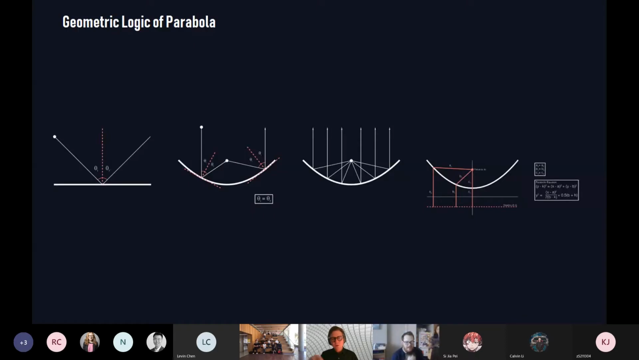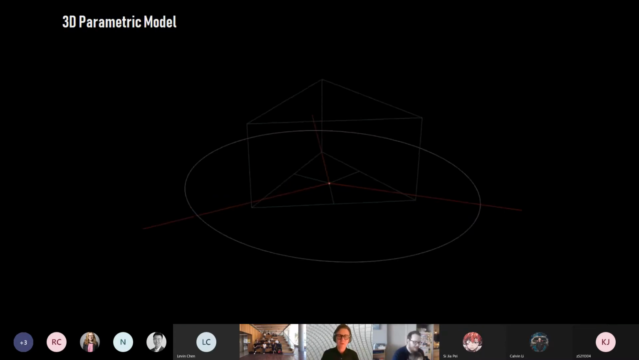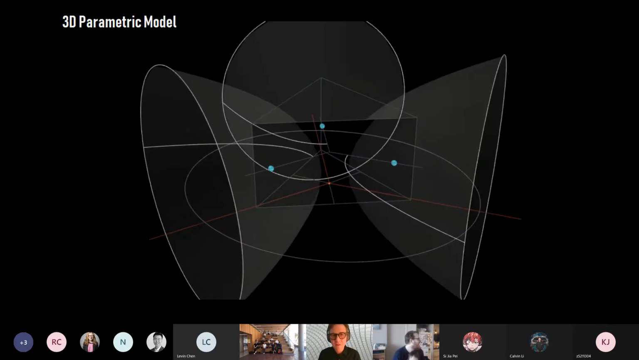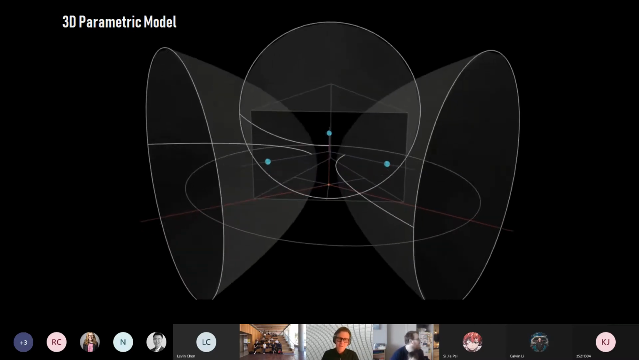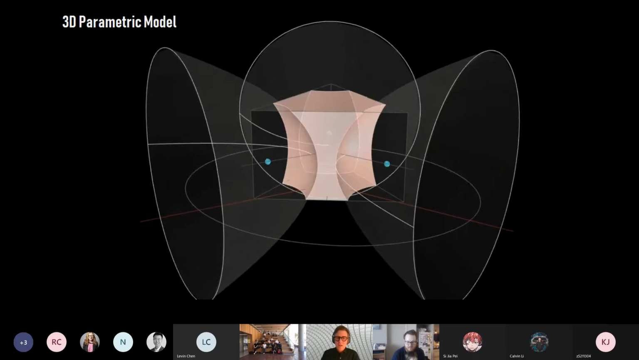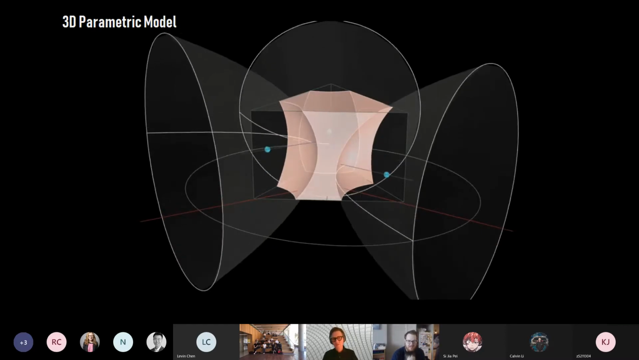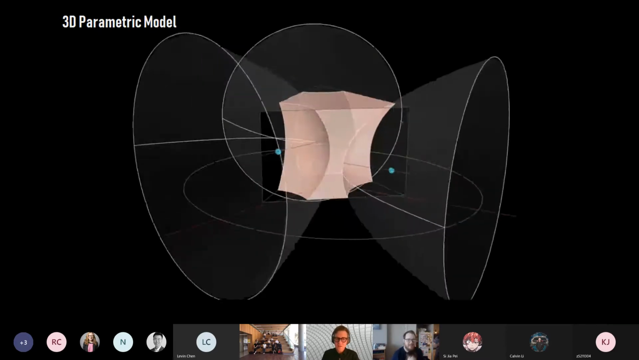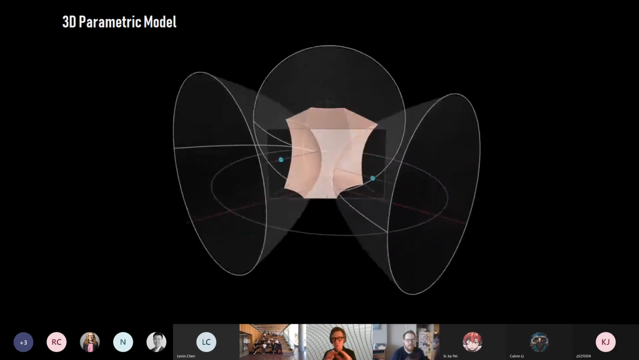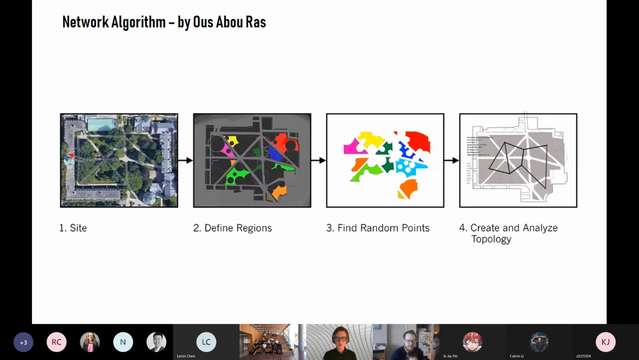So we had to understand the geometric logic of the parabola, which could be easily encoded into our parametric models. This is basically the Grasshopper script that we developed to create these larger surfaces, which would then have these focal points. Each one of these would be one node on the acoustic network, right? And so we needed to figure out what that network was going to be. So we wrote another script, this one in Processing, that would be able to determine this network.